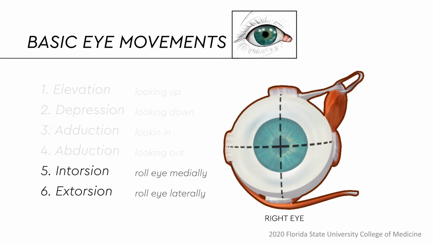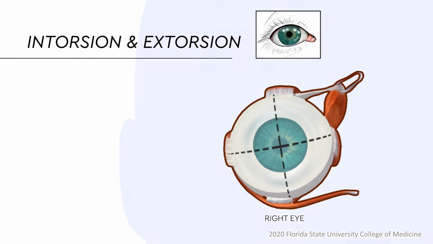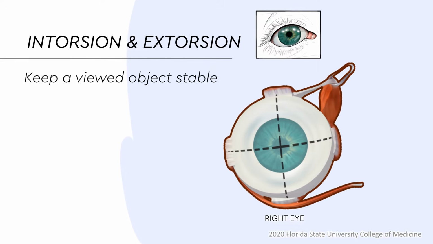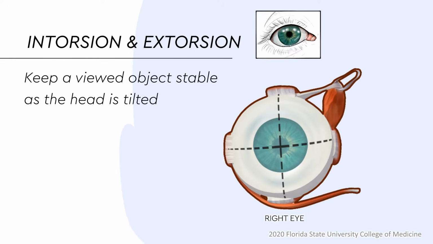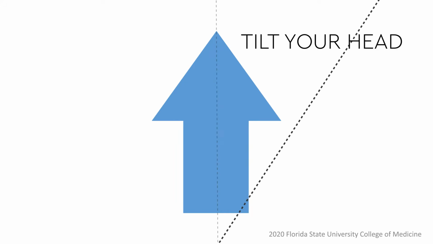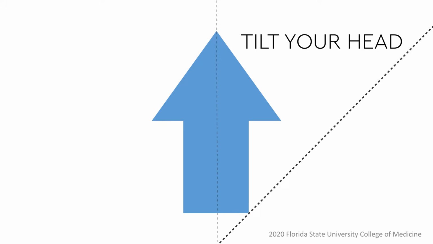The rotational movements of intorsion and extorsion are necessary to keep a viewed object stable and positioned on the appropriate part of the retina as the head is tilted from side to side. To illustrate, imagine standing upright and looking at an arrow that is pointing superiorly. Now tilt your head 45 degrees to the right. Does the arrow move with your head and now point at a 45-degree angle? Hopefully not. Because of intorsion and extorsion, the arrow should still appear to be pointing superiorly.